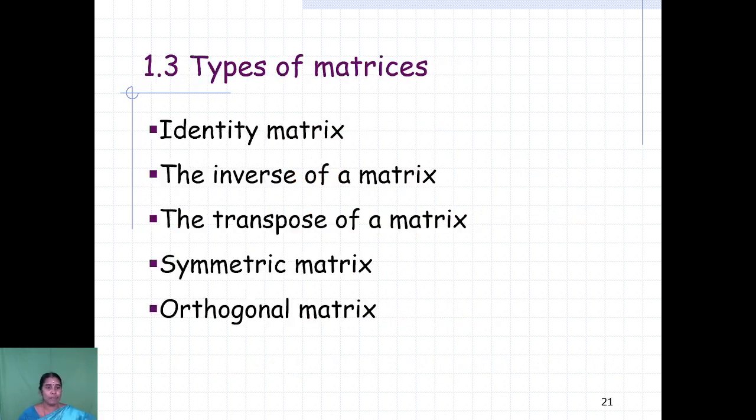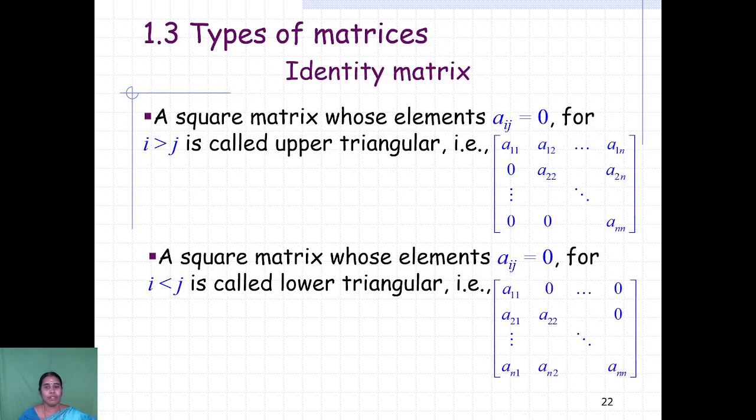Next, we are moving on to the types of matrices. First one, identity matrix, next inverse matrix, then transpose matrix, then symmetric, then orthogonal. First of all, square matrix. A square matrix whose elements a_ij is equal to 0 for i greater than or equal to j is called an upper triangular matrix. It means the elements below the diagonal elements are 0, then the matrix is said to be upper triangular.